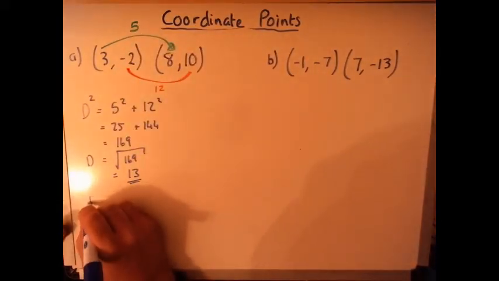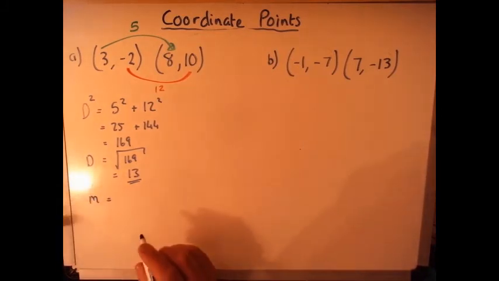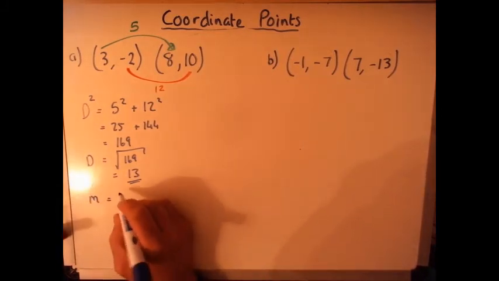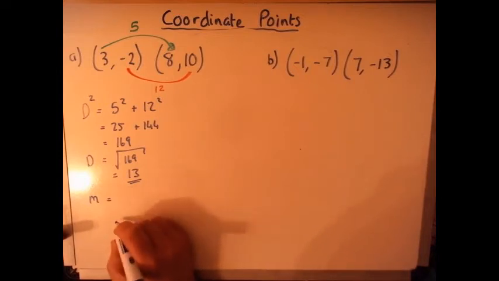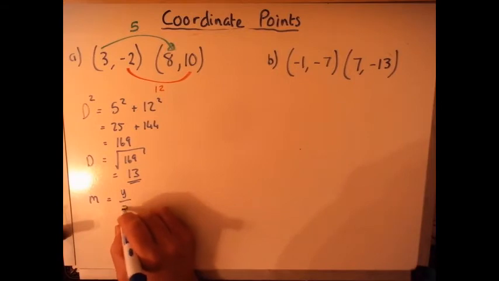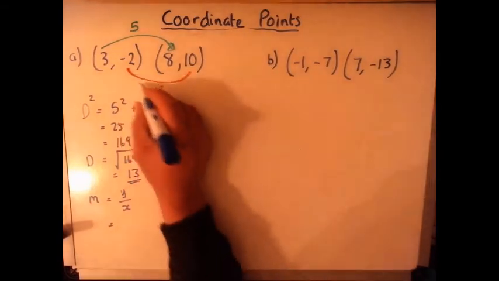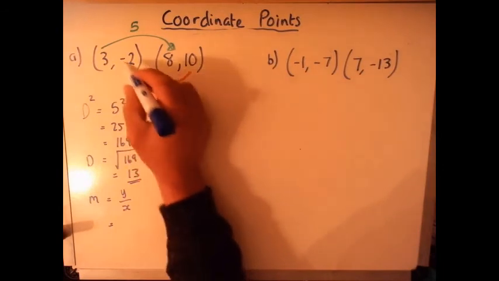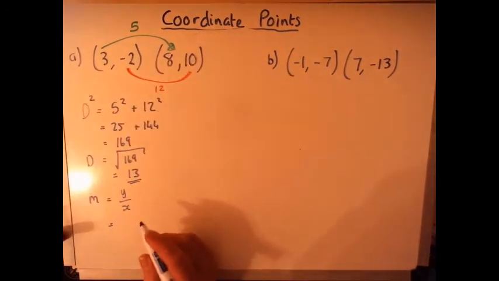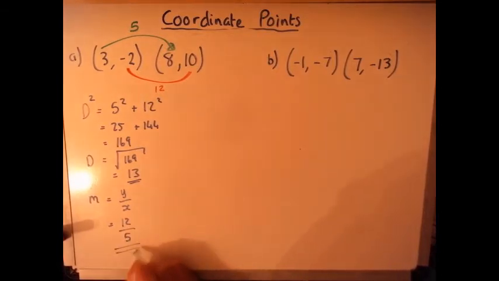So to find the gradient now, I'm not going to use the formula. I'll do it just in a second. But all I do is I basically use my vertical change divided by my horizontal change. That's the change in the y coordinates divided by the change in the x coordinates. So here is my change in the y coordinates, because they're the second values in the bracket. So I had 12 over 5. I could make it a decimal if I want, but there's no point.